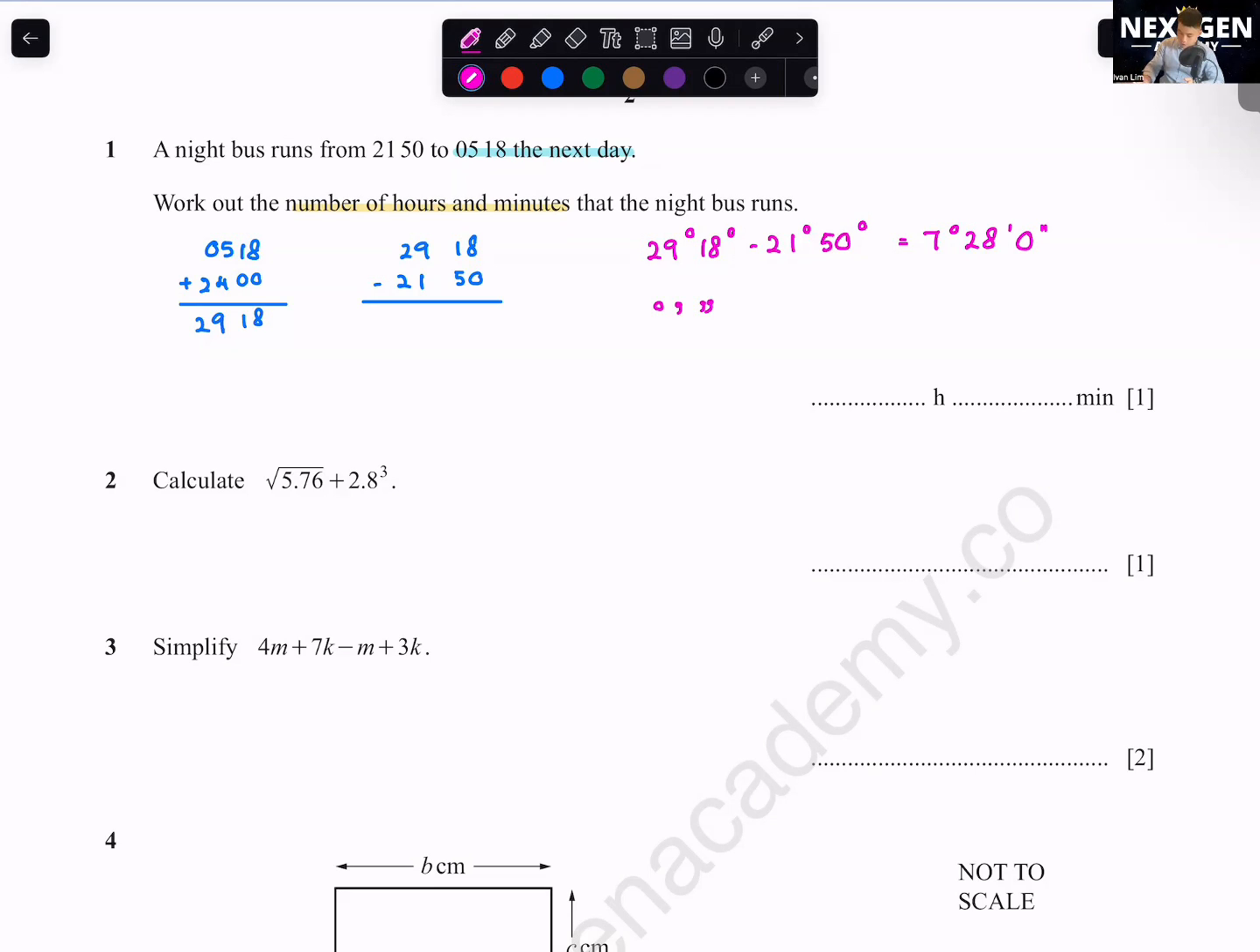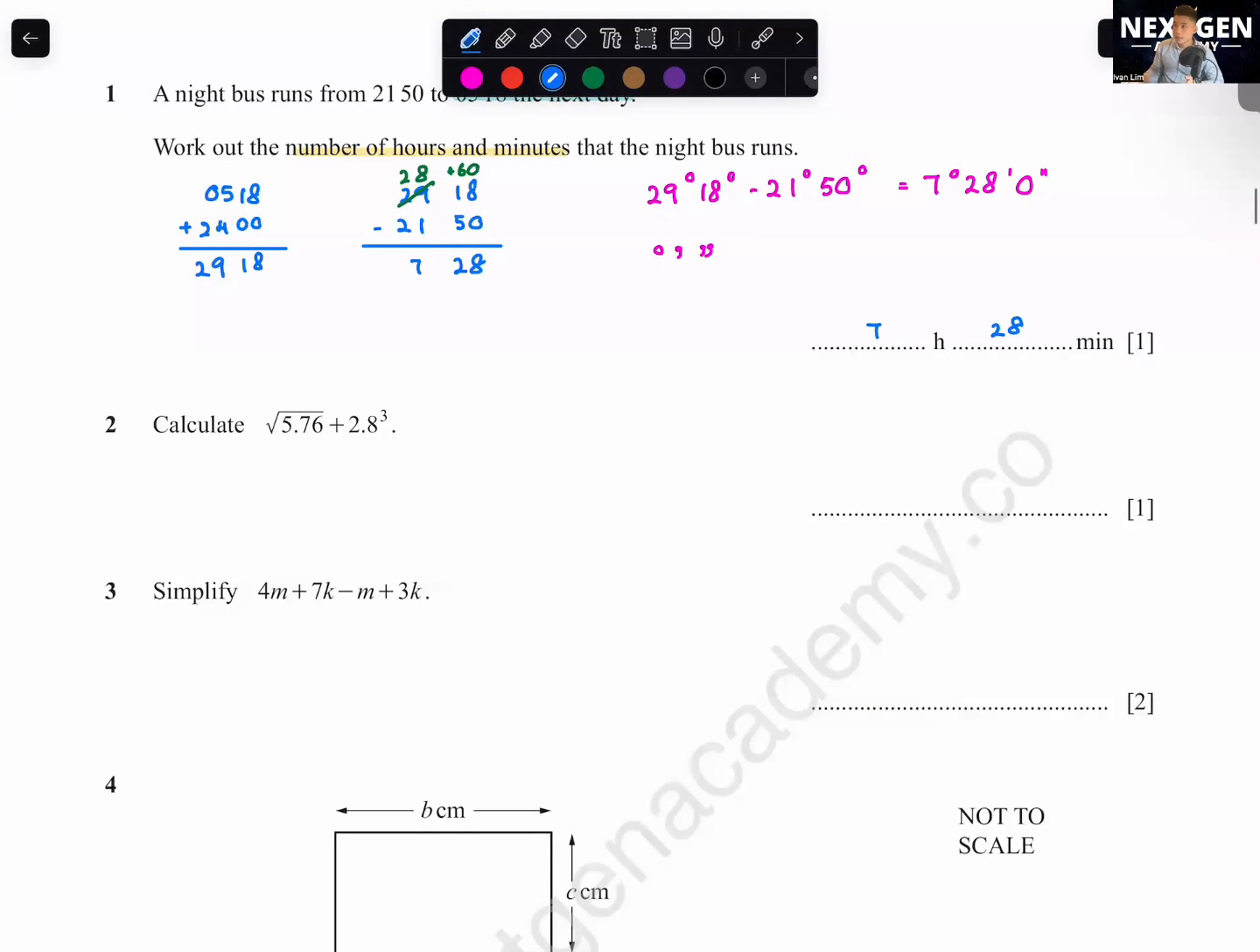If you manually do it also can. This one you borrow 1, so this one will become 28. This one you add 60, so 60 plus 18 minus 50, you will get 28. And this one 7. So 7 hours, 28 minutes. Don't make silly mistakes. This one all 3 marks for you on the first few questions.